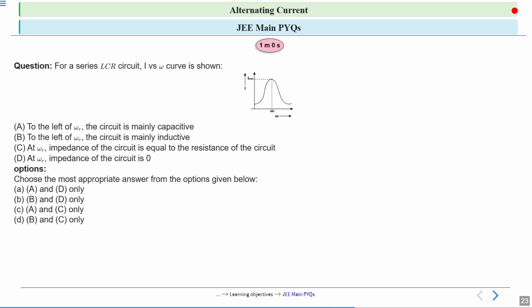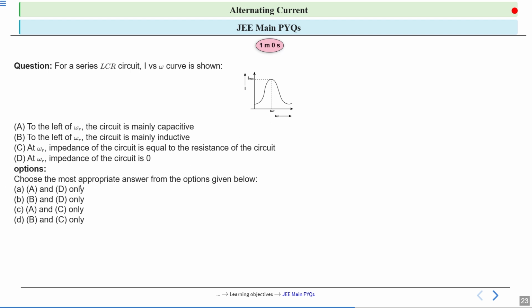Got it? Next question. For a series LCR circuit, I versus omega curve is given. Okay. So 4 statements are given. To the left of omega R, the circuit is mainly capacitive. To the left of omega R, the circuit is mainly inductive. Means this is omega R. To the left of this means this portion. Third statement is at omega R, impedance of the circuit is equal to the resistance. And at omega R, impedance of the circuit is 0.